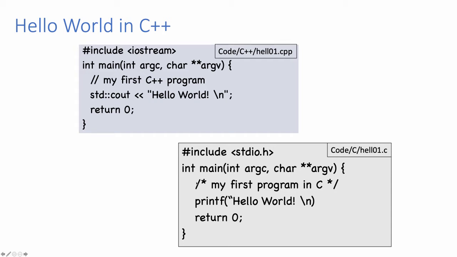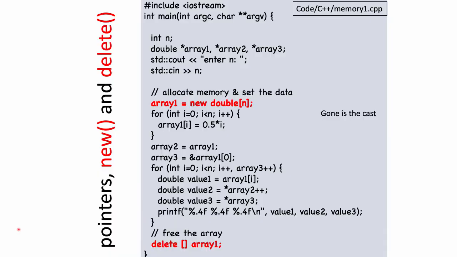In C, we had the forward slash and a star, and then at the end of the comment we had a star forward slash, so we now no longer have to have those two characters at the end. For output, we can send things to standard out using the insertion operator. We're inserting the string into the stream, and then finally, we both have a return zero, so that part has not changed.